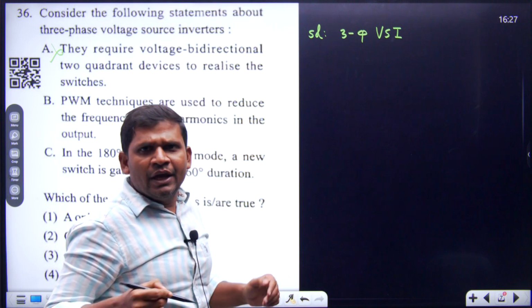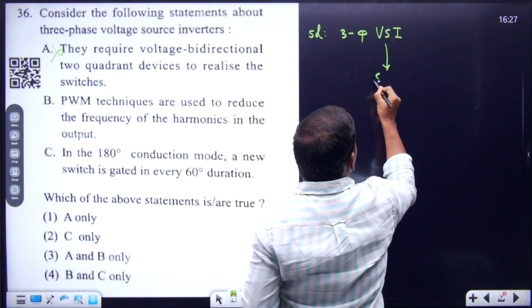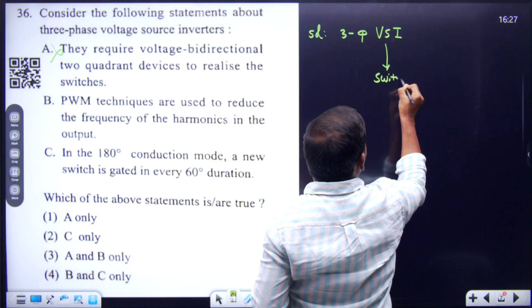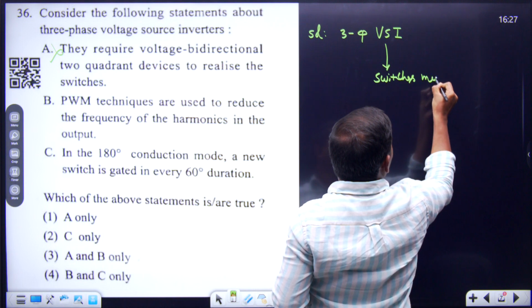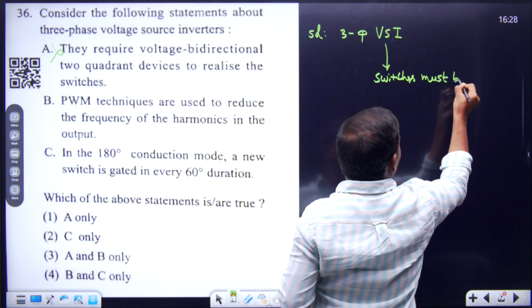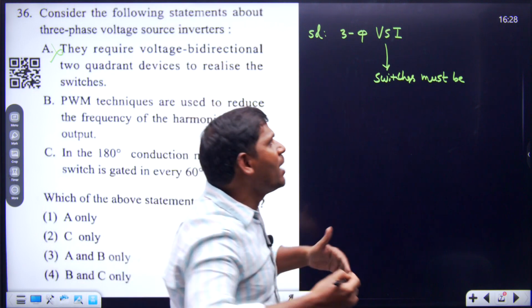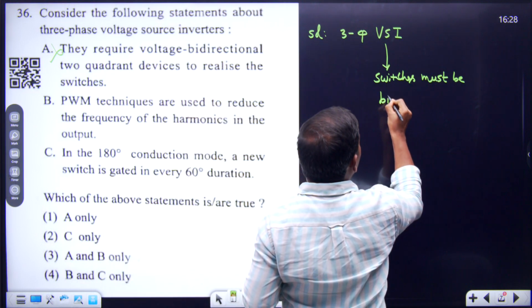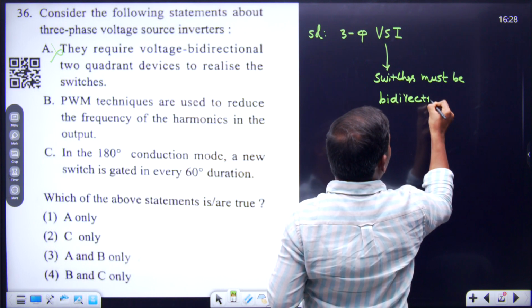We know that in voltage source inverters, whatever switches we are using, those switches must have bidirectional current capability. It's not voltage. Bidirectional, that is the current capability.